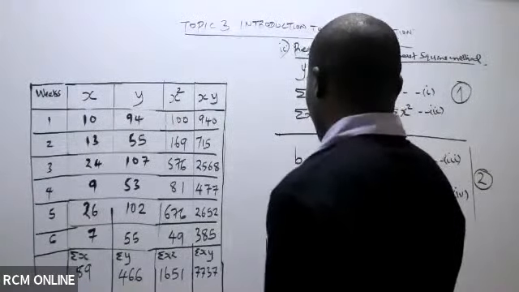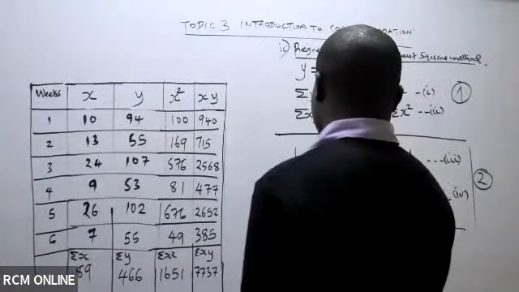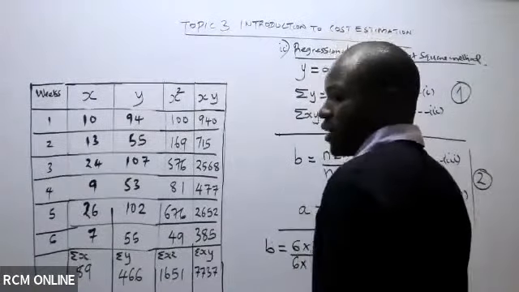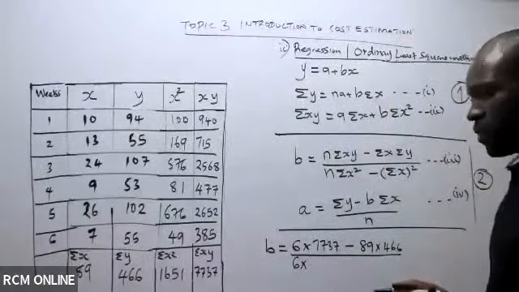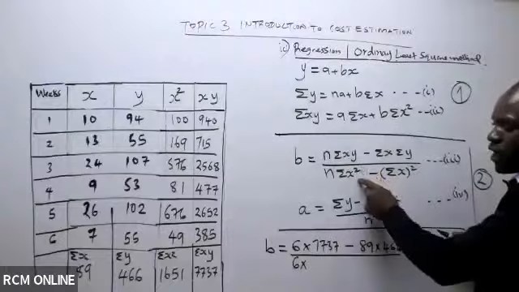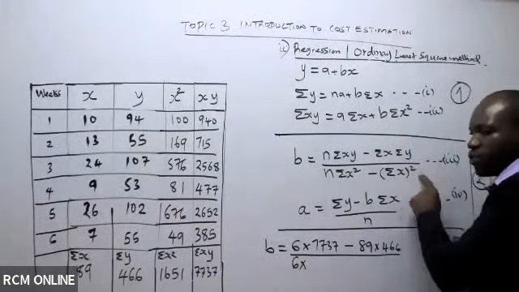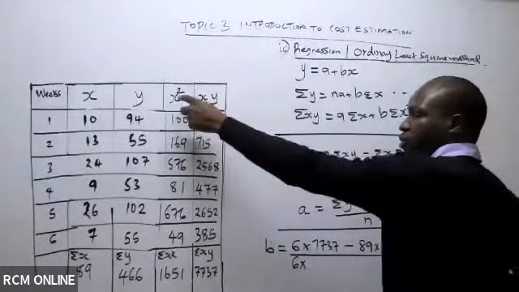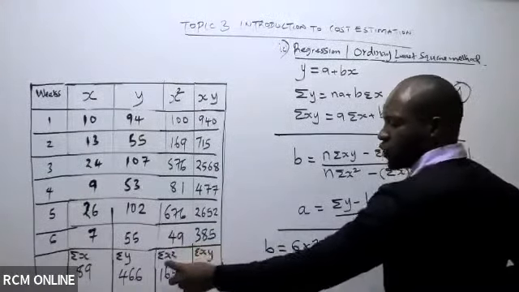Then we go to the denominator, right? Denominator: N times 6 multiplied by summation of X squared. I want us to get the difference from day one. There's a very big difference between summation of X squared and summation of X bracket squared. Summation of X squared, I pick it from this column. So this is the figure.